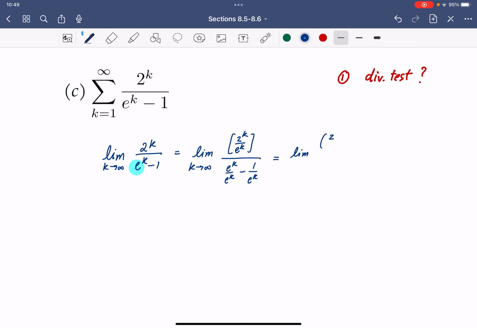The top part is going to be 2 over e to the k, and the bottom is 1 minus 1 over e to the k. The top part, 2 over e, is less than 1, so by geometric sequence this goes to 0. The bottom, 1 minus 0, goes to 1. So the divergent test does not work, because when you compute the limit of a subscript k, it's going to be 0. This is our a_k.